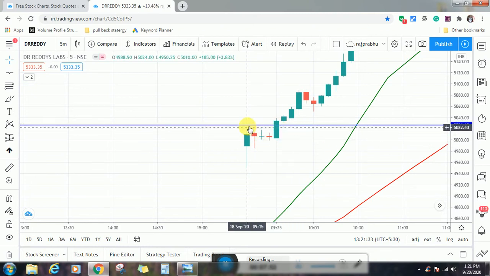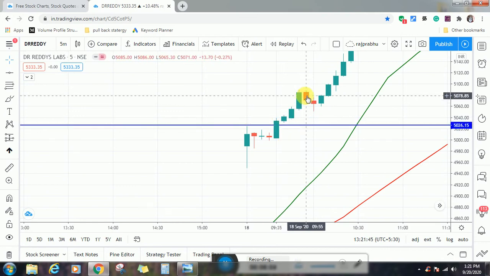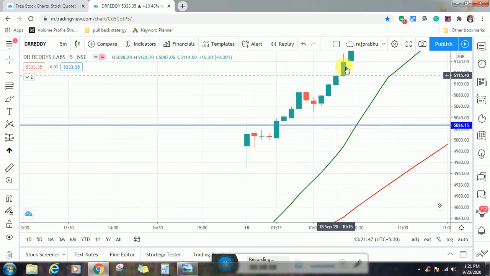The 9:30 forms this level of high. The next candle will break this high and close above the high, so we get buying confirmation. The price moves up.